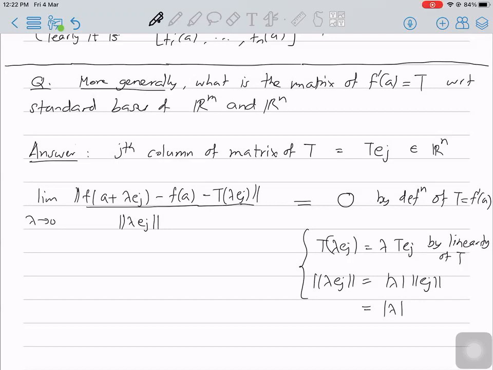Okay, so what does this give me? Therefore, this gives me that the limit as lambda approaches 0 of f of a plus lambda times ej minus f of a, divided by mod of lambda, minus lambda times T of ej, right?